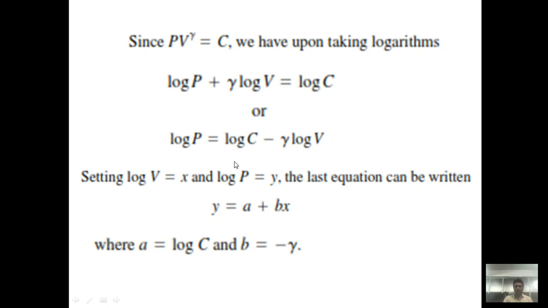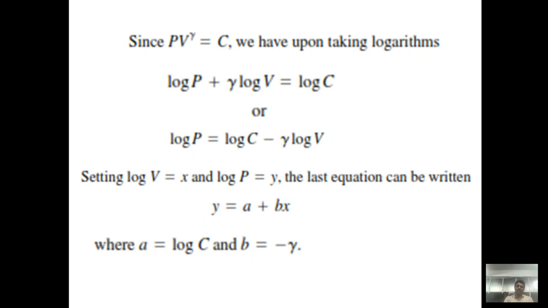Now log V we assume is equal to x. Here there is minus gamma x, but we assume b is equal to minus gamma. So we get the standard linear form y is equal to a plus bx. I will repeat again. Log P is y. Log c we assume is small a. B is equal to minus gamma, and log V is x. So we get y is equal to a plus bx. This is the standard form of the least square line, simply a straight line.